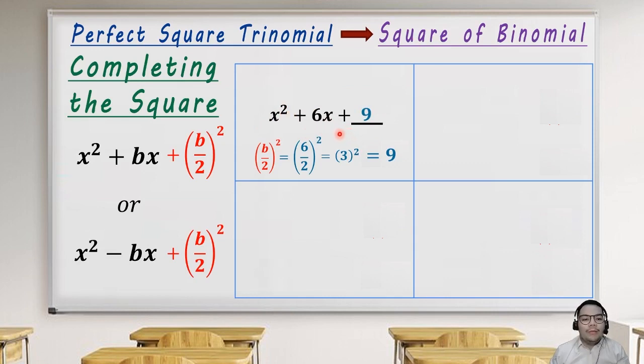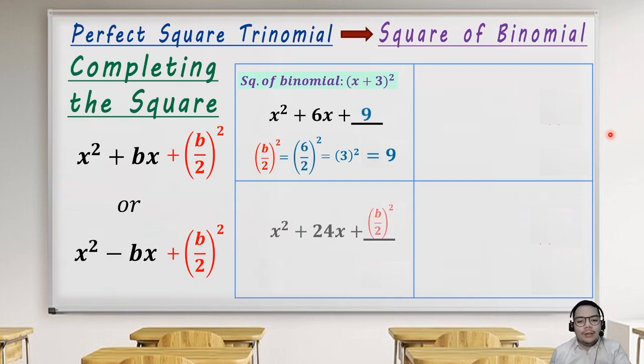The square of binomial, which is equivalent to this perfect square trinomial, can be identified by getting the square root of x squared, which is x, and the square root of 9, which is 3. Combining those two expressions, the square of binomial is x plus 3 quantity squared. Do you understand? If not, don't worry, we still have the following examples.